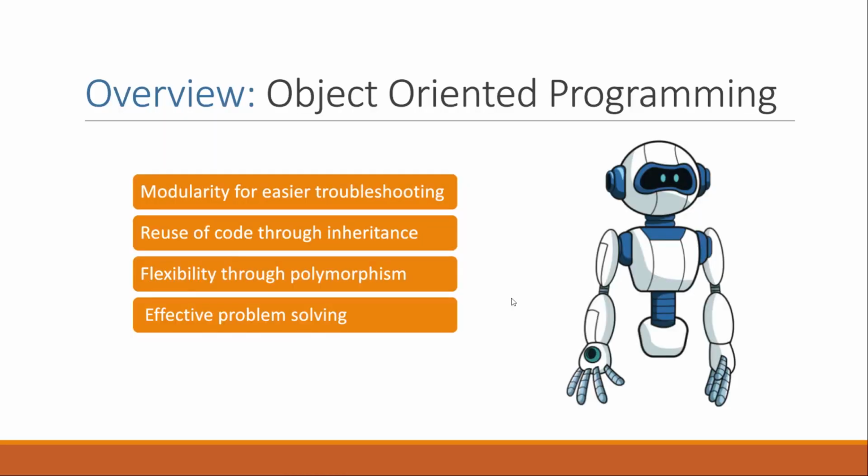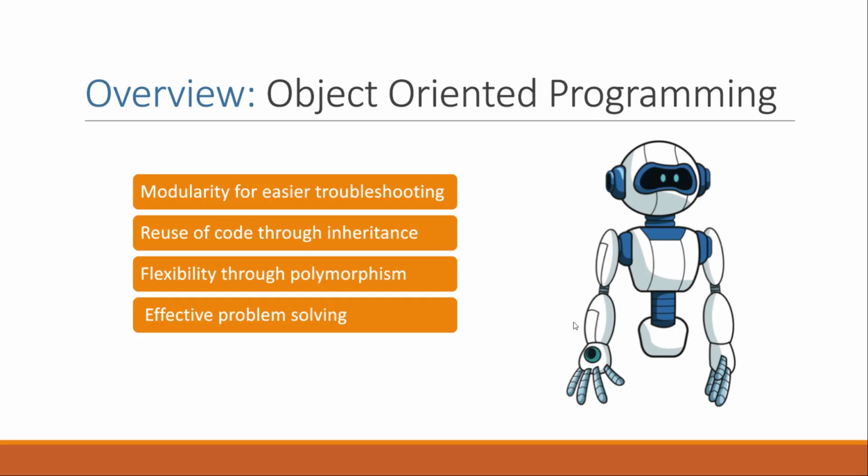Object-oriented programming is a programming based on the concept of objects, which can contain data and code. Data can be in the form of fields and code can be in the form of methods. So these are the features of object-oriented programming. Modularity for easier troubleshooting, which means in object-oriented programming, we divide the program into small parts or small modules. And if there is any problem in any one of the modules, then we can go ahead and troubleshoot that. In this way, it is quite easier instead of writing a complete program and then troubleshooting it.